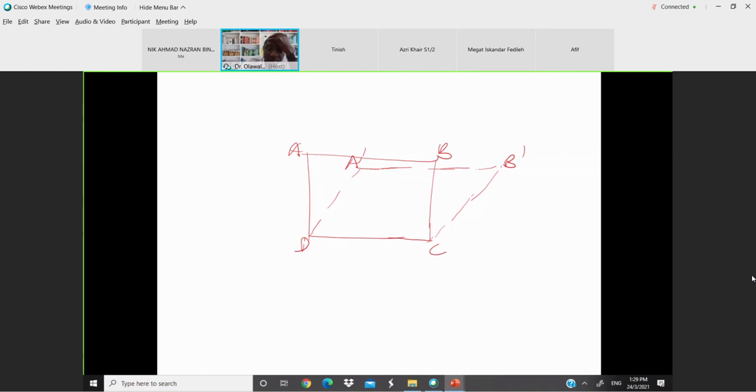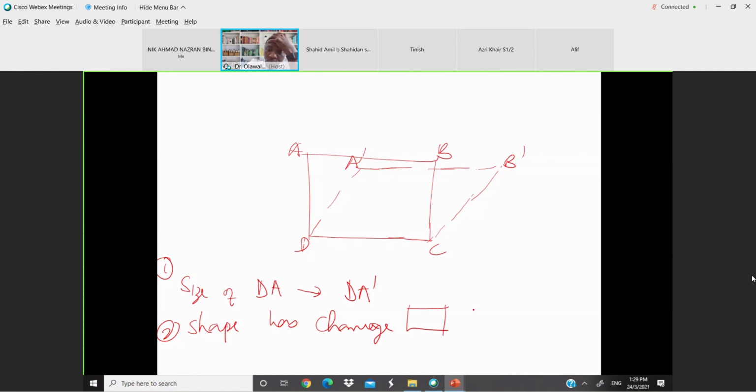Now, when you look at this, there are two things that have happened. We agree first that the size of DA has changed. Is that correct? Correct. That's number one. Then number two, the shape here has changed from a rectangle to a parallelogram.